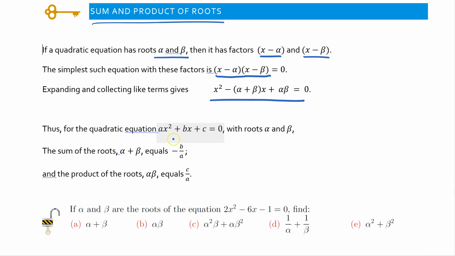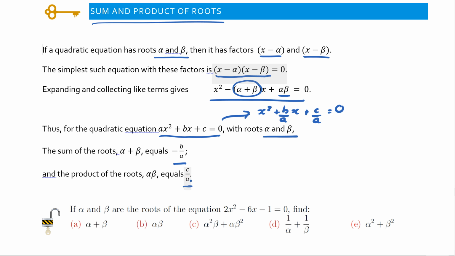Now if we just extend that idea a little bit, for any quadratic equation with coefficients a, b and c, which we could write as x squared plus b on a x plus c on a equals 0 by dividing right through by a. If our quadratic equation has roots alpha and beta, then we can see that the sum of the roots, alpha plus beta, must equal minus b on a. And likewise the product of the roots equals c on a.